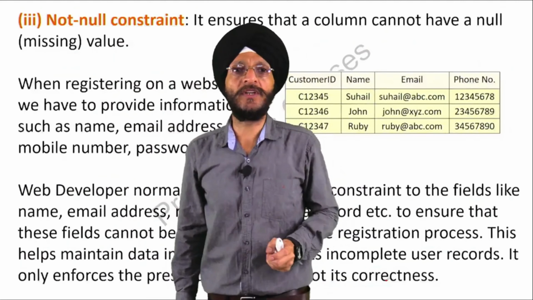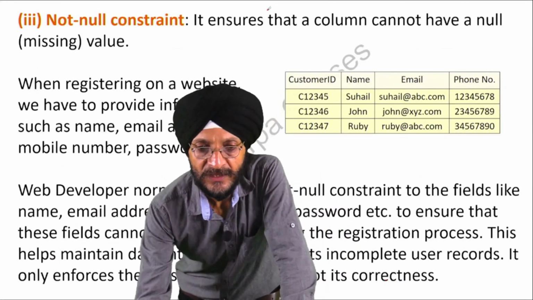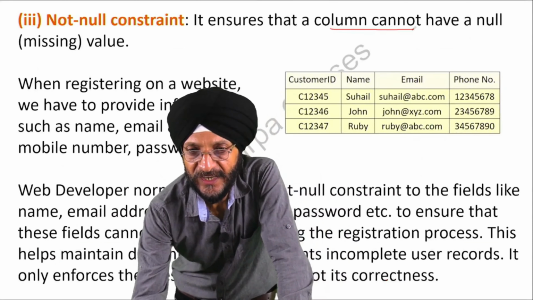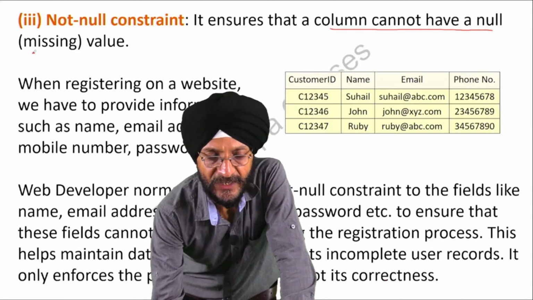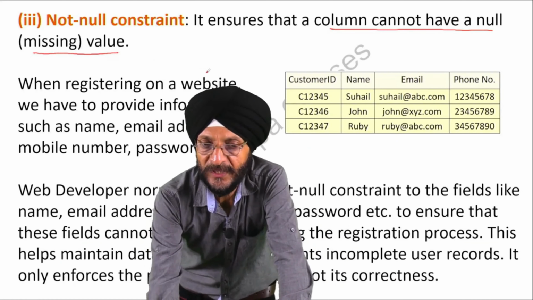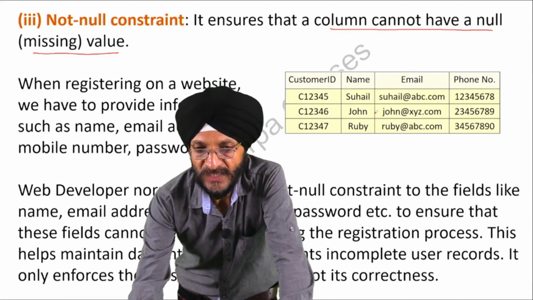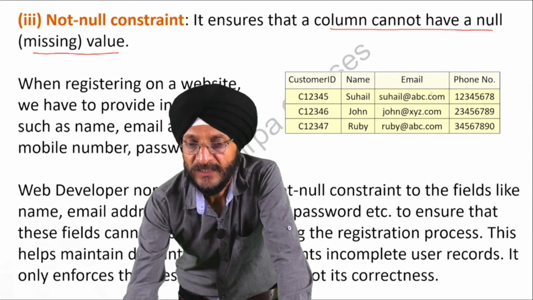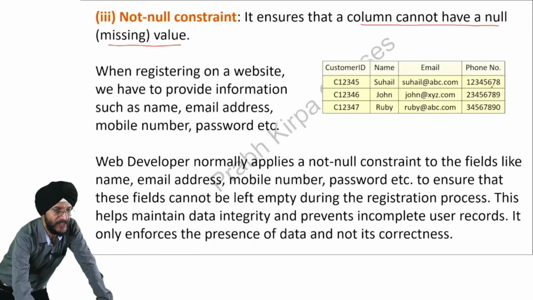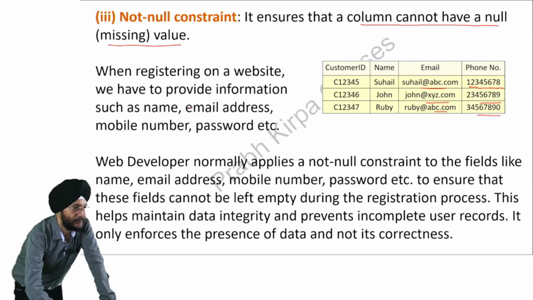Next point is the not null constraint. This constraint ensures that a column cannot have a null value. Null value means missing value. That is, it ensures that these types of columns do not have missing values. It is not possible that we leave any of these values blank.